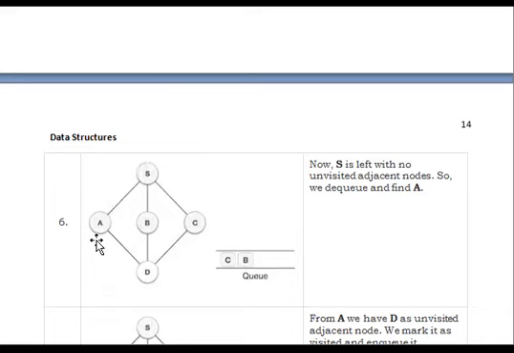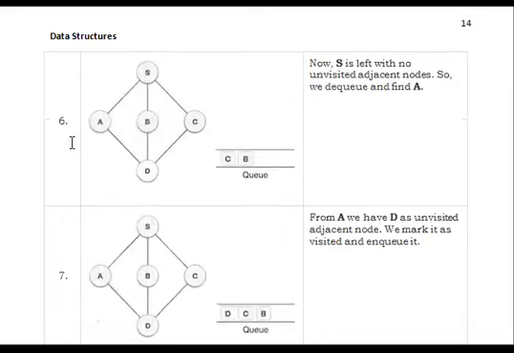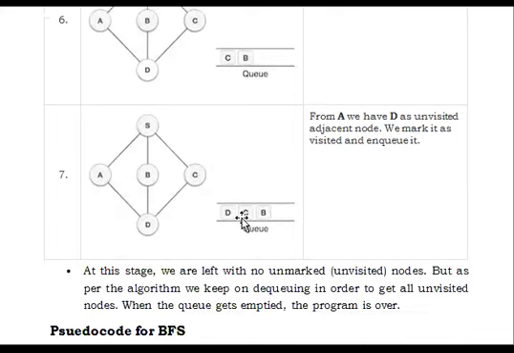Then we start to search from the visited node A. So we dequeue S and start from A. From A, we have to find an unvisited adjacent node. D is found, so D is an unvisited adjacent node of A. We enqueue D into the queue and mark it. Then the process repeats until the queue is empty.